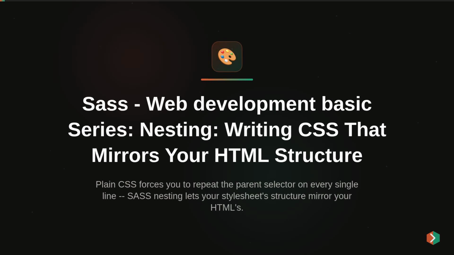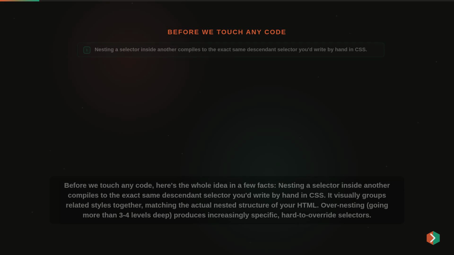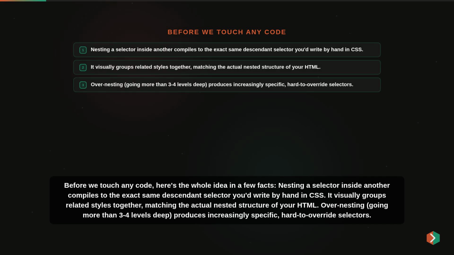Plain CSS forces you to repeat the parent selector on every single line. Sass nesting lets your style sheet's structure mirror your HTML's. Before we touch any code, here's the whole idea in a few facts.